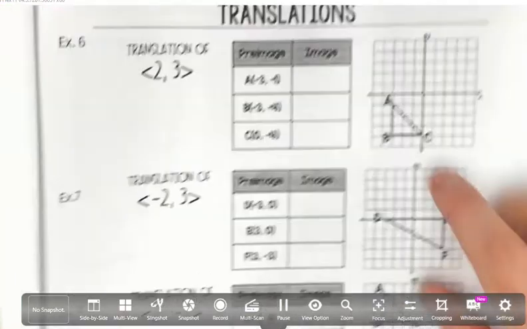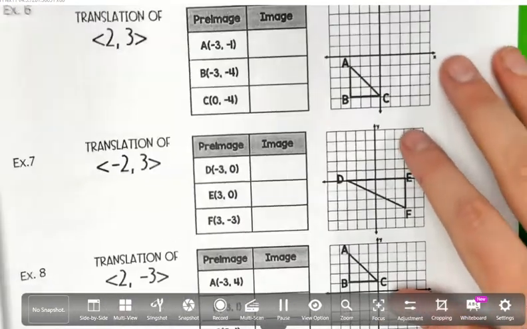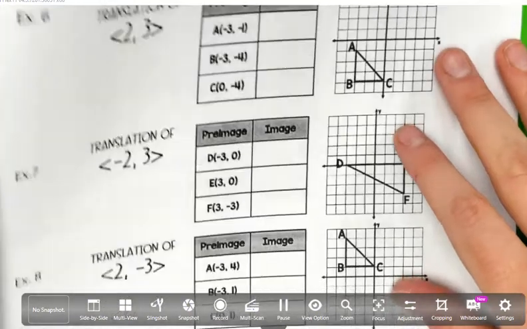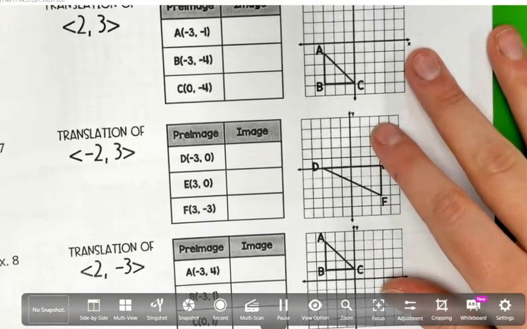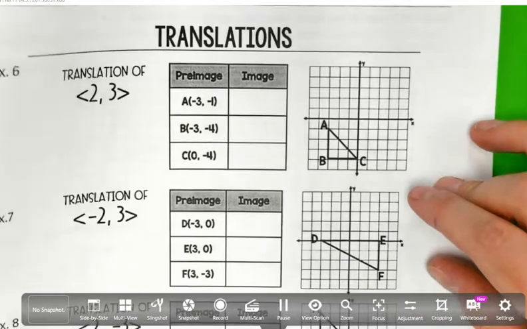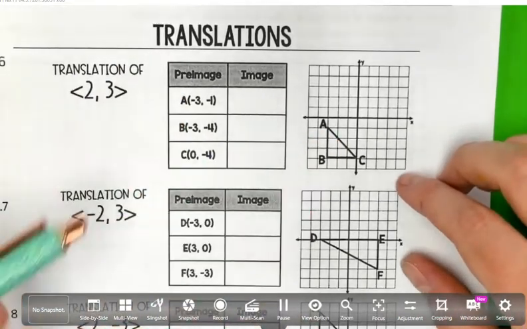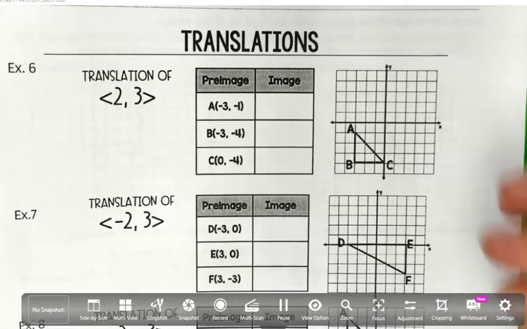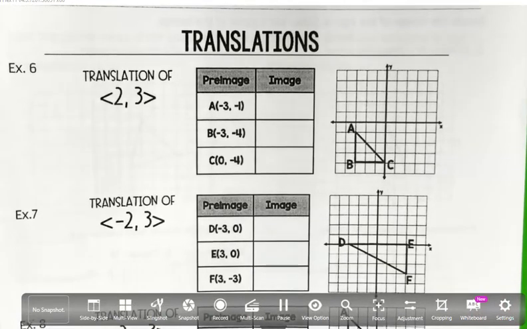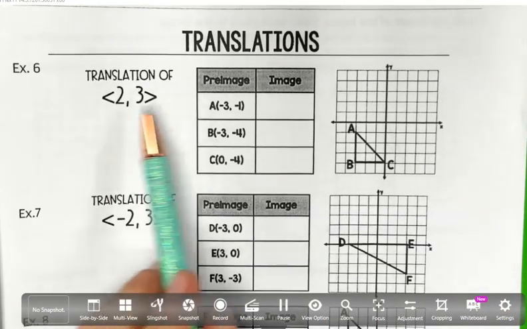Going on to number 6. We have all these points. So they're already labeled here. Let's talk about what is a translation. So that was all dilations. Now moving on to translations. These are super easy. You were just counting. So what do these mean?